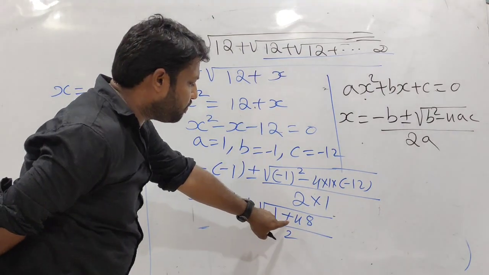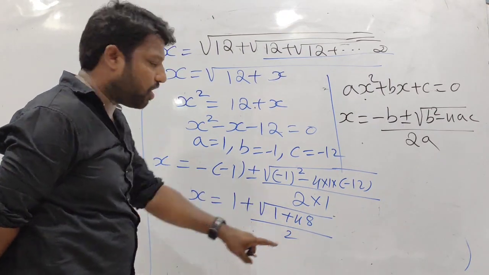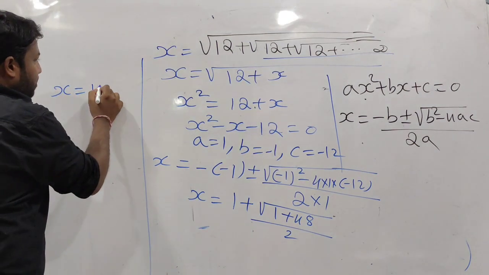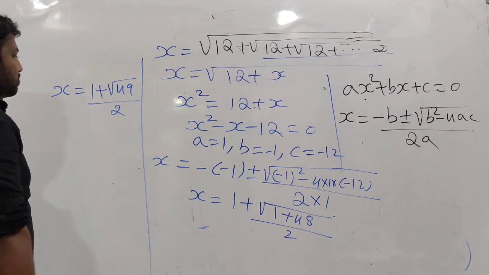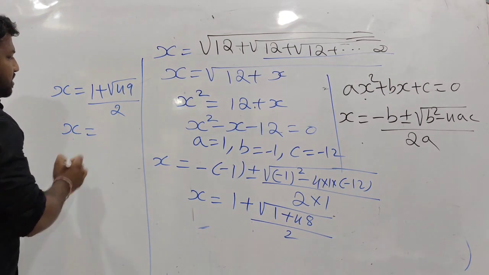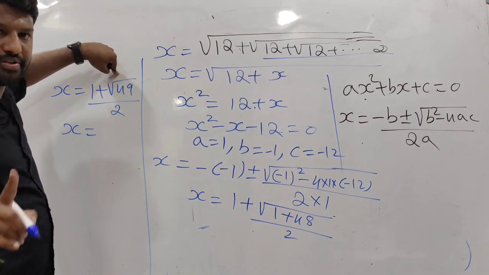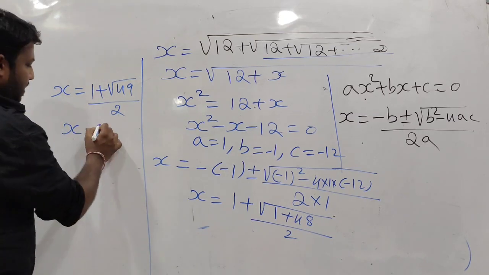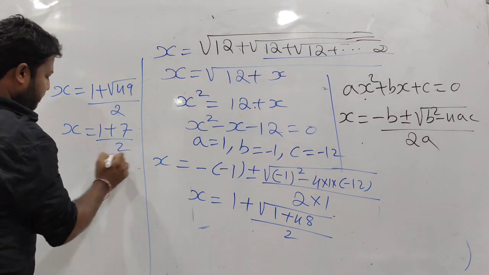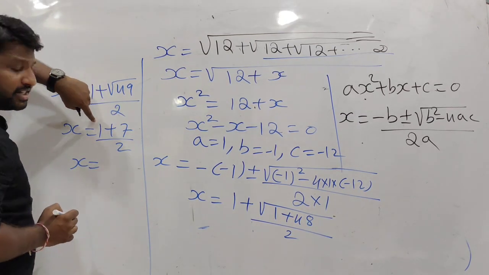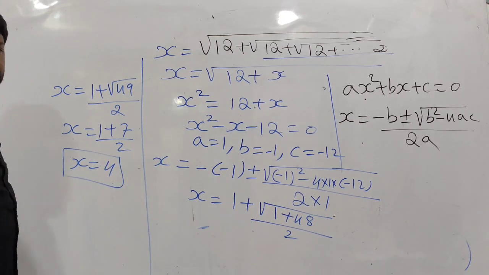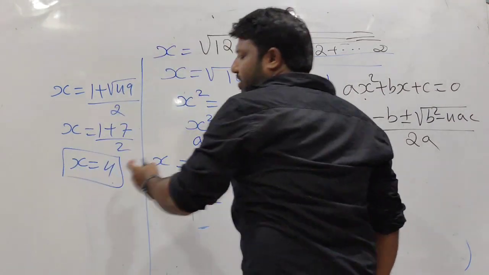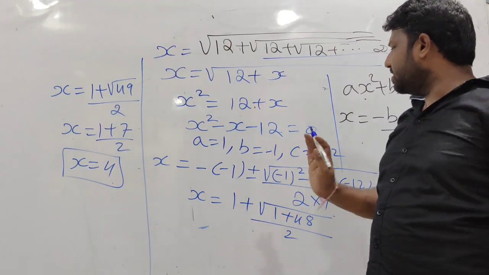So root 1 plus 48 is nothing but root 49. So (1 plus root 49) by 2. x value is 1 plus root 49, which is nothing but 7. So (1 plus 7) by 2. How much x value will you get? 1 plus 7 is nothing but 8, and 8 by 2 is nothing but 4. So x is equal to 4. But no need of doing all these things in the exam.